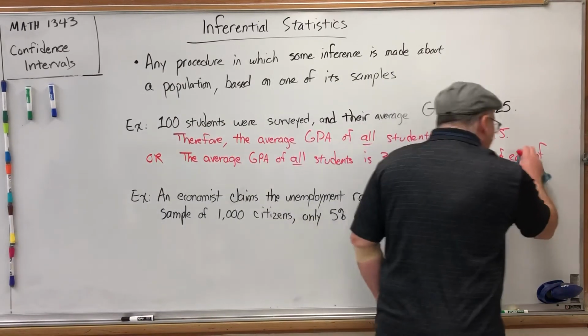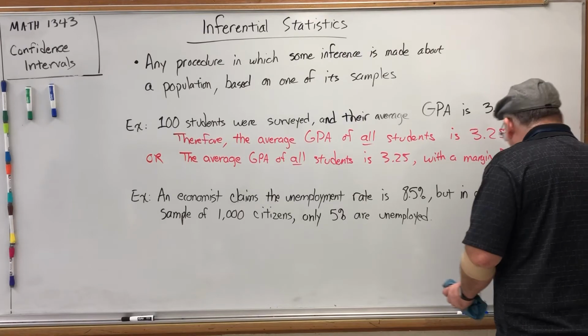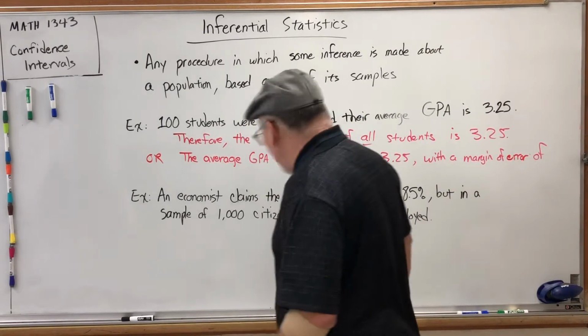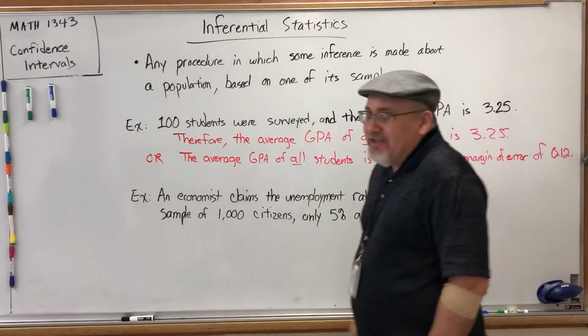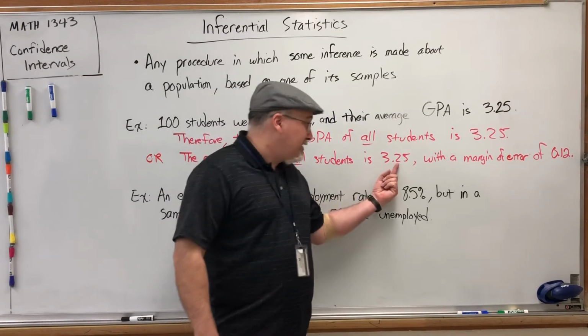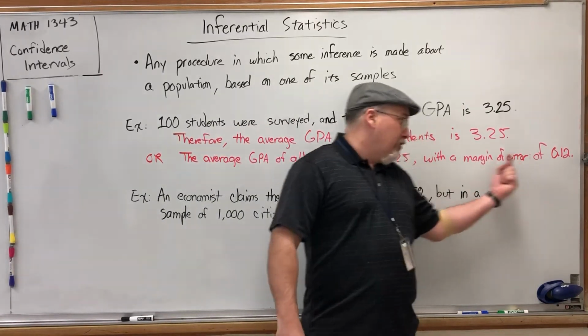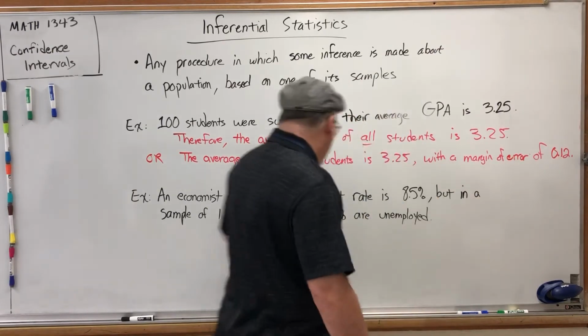But let's just say that the margin of error, after however we calculate it, and we will get into how to calculate margins of error, let's say this margin of error was 0.12. Well, what would that margin of error mean? That means that we think for the whole population, the average GPA is this, but we've got some wiggle room either below or above 3.25 by this margin of error.